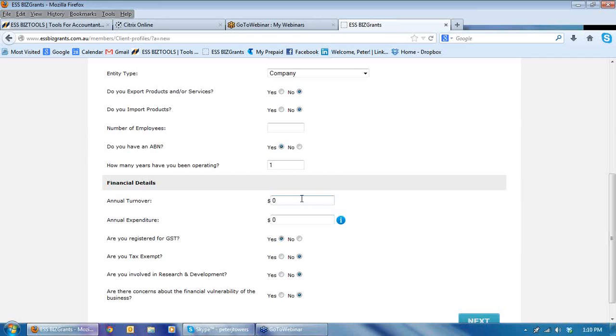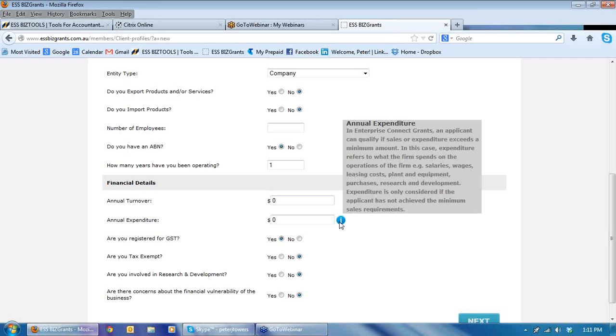Annual turnover is important. You all know the demarcation for research and development at $20 million: below it, the 45% rebate and a potential immediate tax payment for the benefit of the R&D rebate, or over $20 million, the 40% rebate as a part of the tax calculation, but with no opportunity of receiving any cash amount at that stage.